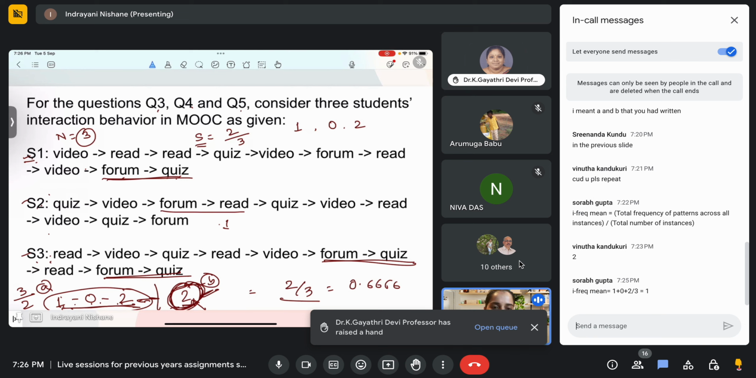Yeah, all the videos are there on the Swayam platform, I think. Even those links are available on the Swayam platform itself.